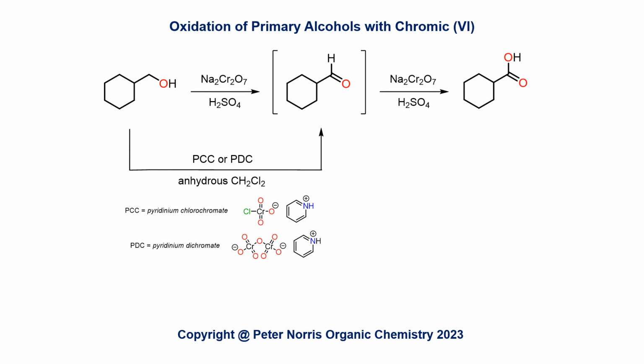Converting primary alcohols to carboxylic acids is possible using chromic acid in an aqueous environment. The reaction first produces the aldehyde, which is then hydrated. The hydrate undergoes a subsequent oxidation with chromic acid to give the carboxylic acid product. When chromium VI reagents such as PCC or PDC are used in an anhydrous environment, the aldehyde is isolated since the hydrate cannot form without water.